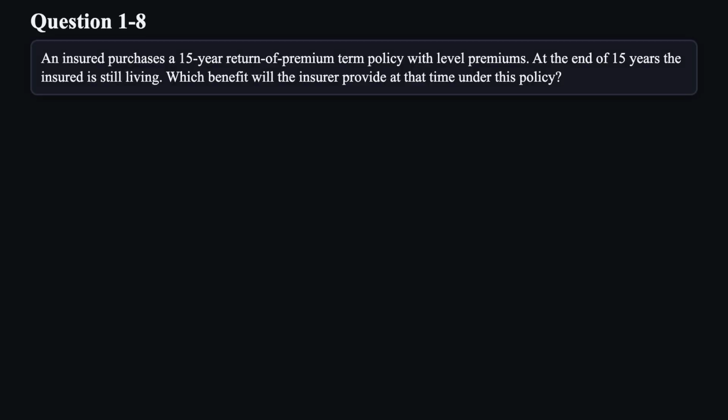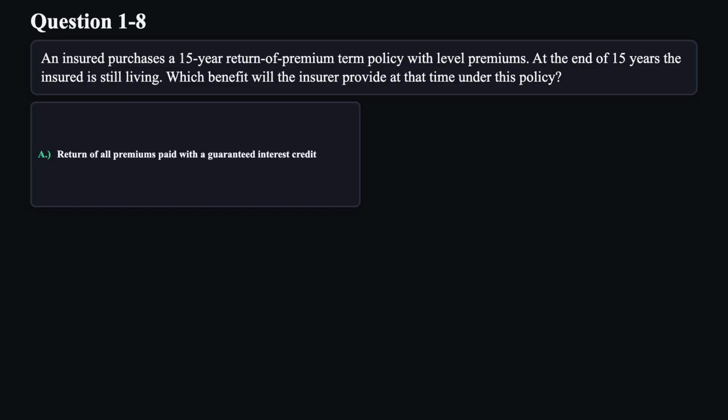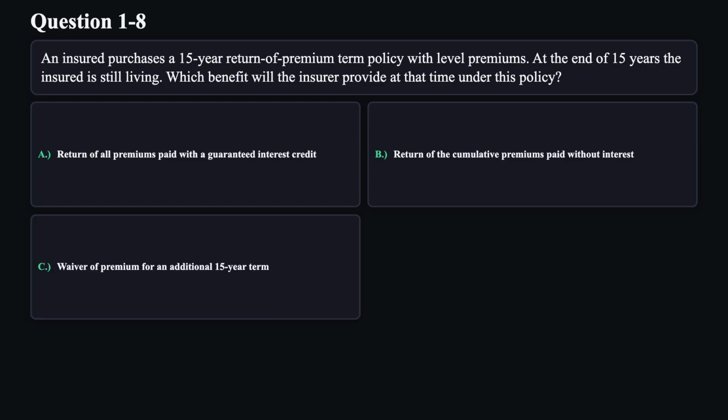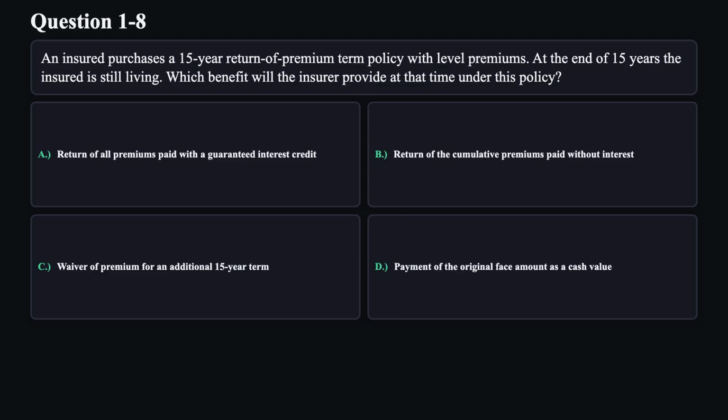Question 8. An insured purchases a 15-year return of premium term policy with level premiums. At the end of 15 years, the insured is still living. Which benefit will the insurer provide at that time under this policy? A. Return of all premiums paid with a guaranteed interest credit. B. Return of the cumulative premiums paid without interest. C. Waiver of premium for an additional 15-year term. D. Payment of the original face amount as a cash value.